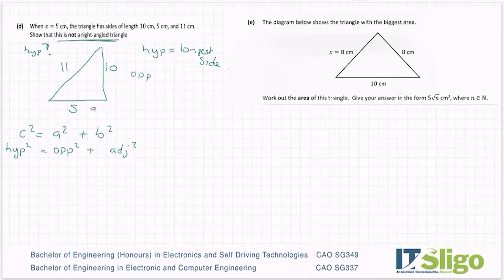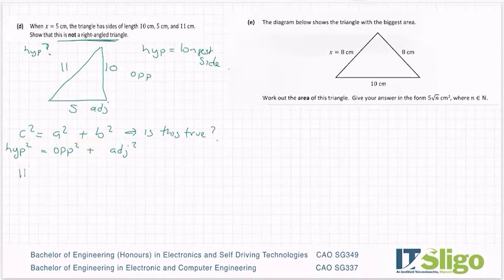And it doesn't matter which one I call opposite and adjacent in Pythagoras' Theorem. So is this true? Basically, that's what I'm checking. Does Pythagoras' Theorem hold true? In other words, is c squared equal to a squared plus b squared? If it is, it's a right-angled triangle, okay? If it's not, then c squared will not be equal to a squared plus b squared, okay?